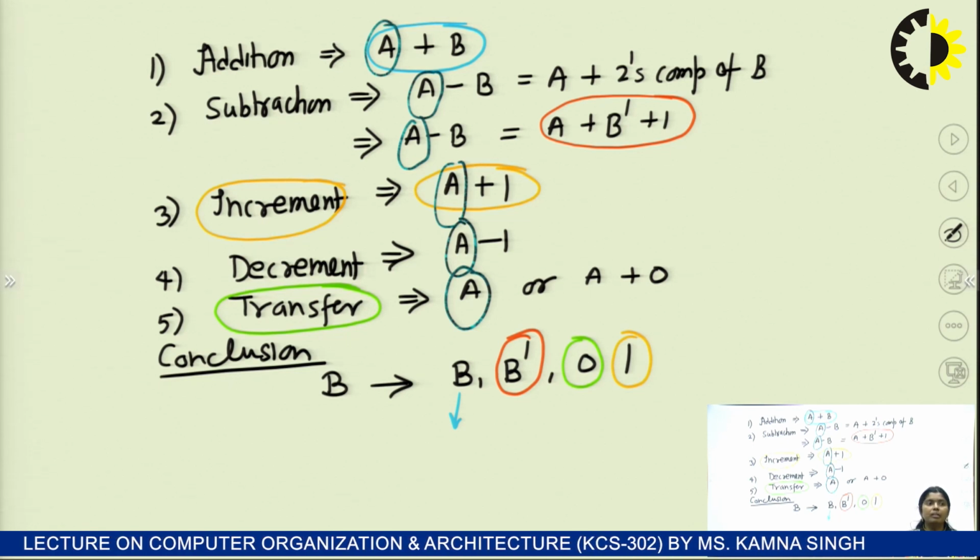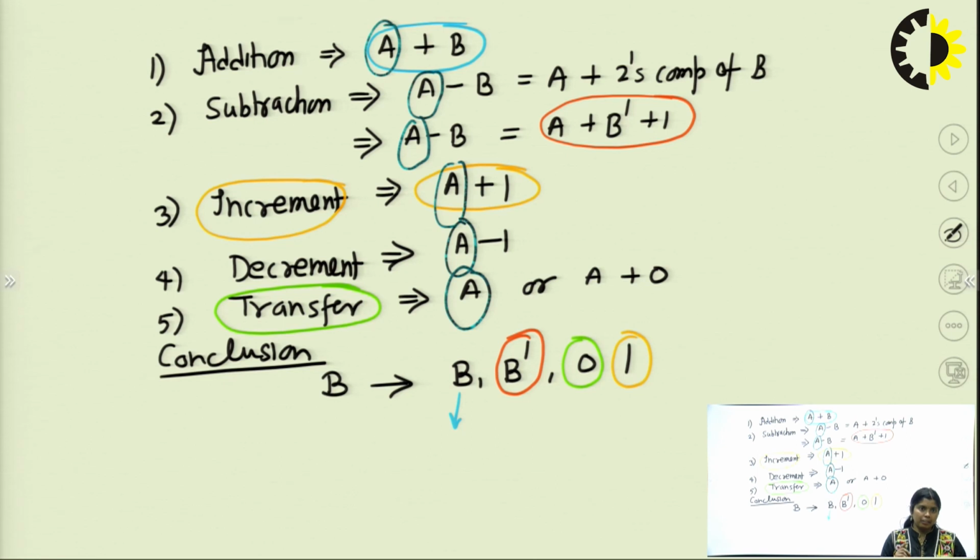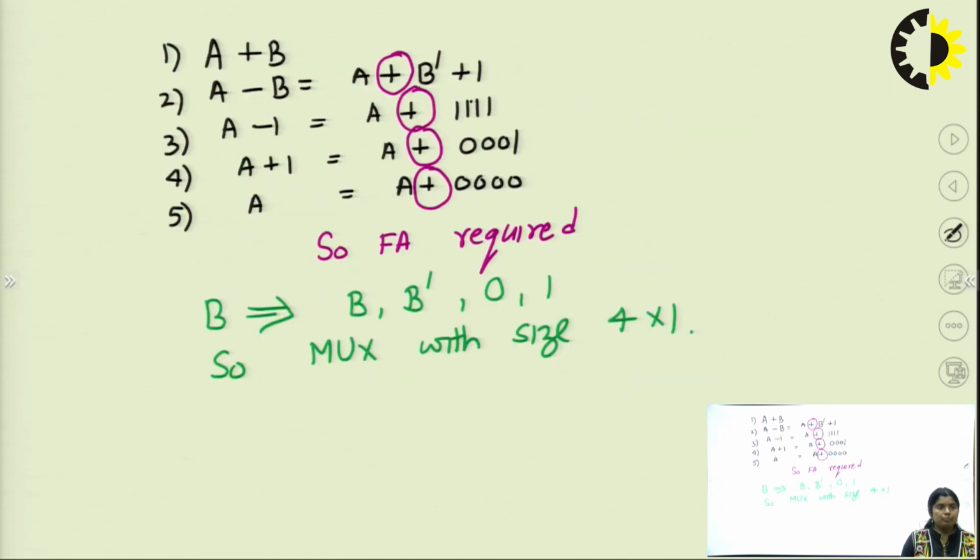So for this B selection we can use a multiplexer. And what will be the size of the multiplexer? There are four input values, and out of these four we use only one at a time. Whenever we perform the addition operation, we need only one B value. If the increment operation is there, we need only one value. That's why we can use a 4 cross 1 multiplexer for the B value.